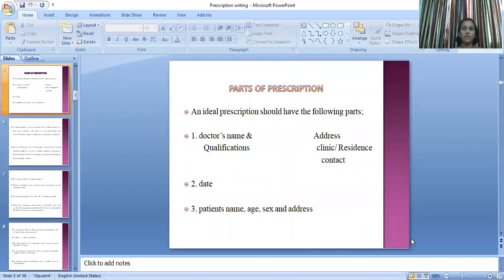Coming to the parts of prescription, an ideal prescription should have the following parts. First and foremost, on the left side is the doctor's name and qualification, and the same on the right side, you should have the address, that is the clinic or residential address, and the contact number of the doctor. The second is date, and the third is patient's details like patient name, age, gender, and address of the patient.